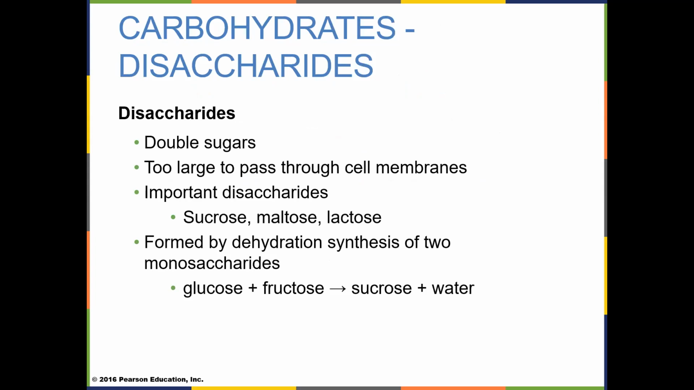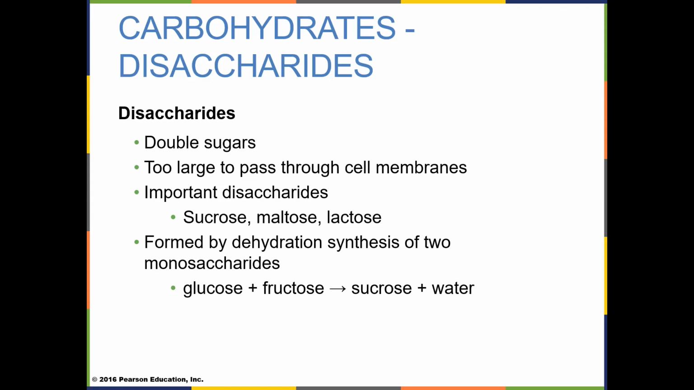The disaccharides are the double sugars. We can't get the disaccharides into a cell. Now we can get glucose in. Glucose can go across the membrane of a cell with help. But the disaccharides are too big. They can't get across the cell membrane. Even with help, they can't get across.